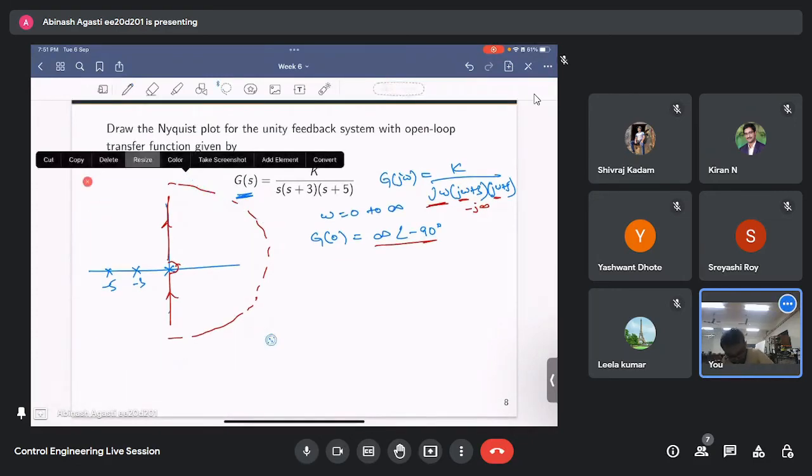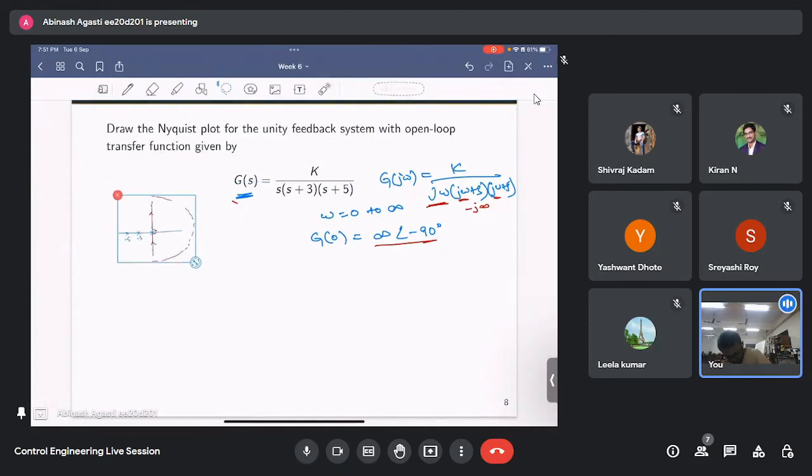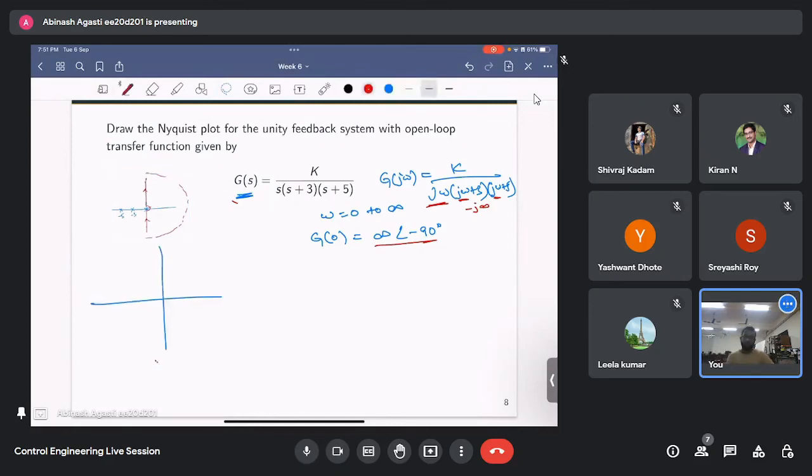Yeah. So next we can plot this part. We are coming from infinity at minus 90 degree, and then next we have to find out gj infinity. What will this be? Magnitude 0. Magnitude will be 0, correct. At what angle? 0. Why will it be 0? 270.